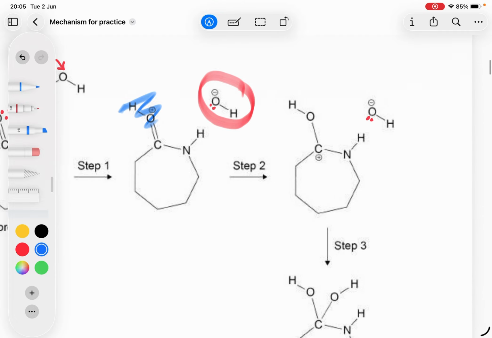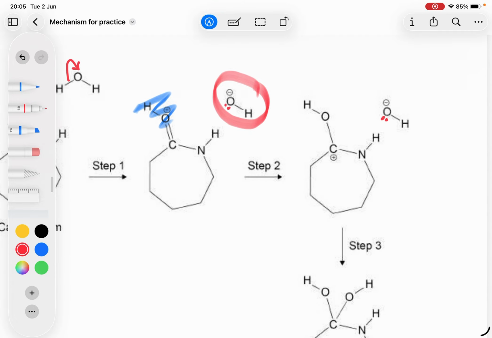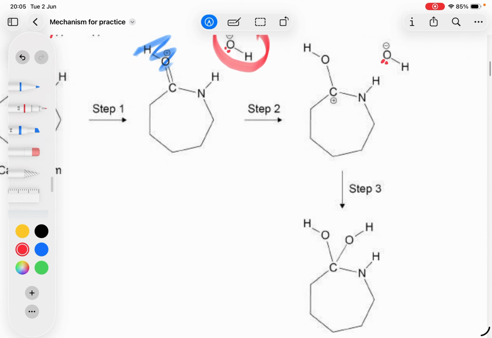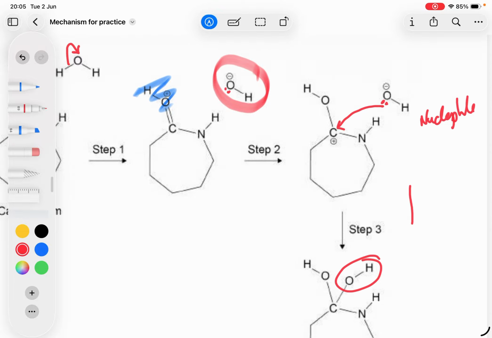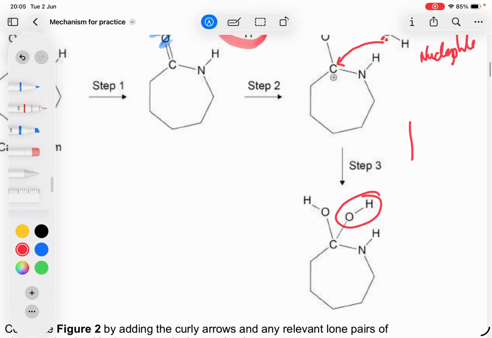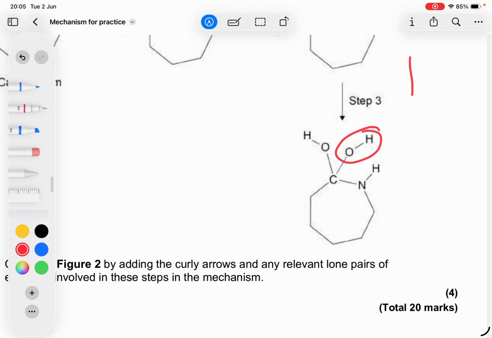Then in the next step, the carbon is positive here, and if you look at step 3, carbon gains another OH, so the lone pair on this OH minus must attack that. So this is like a nucleophile attacking, and that's the only arrow. And then you get your product. So this is an application type question.